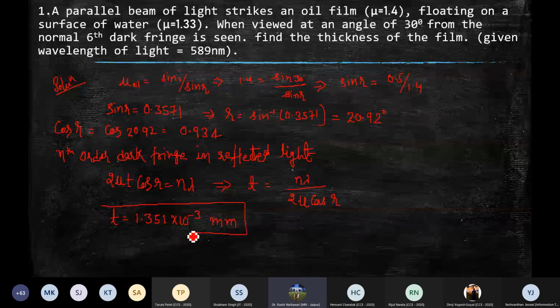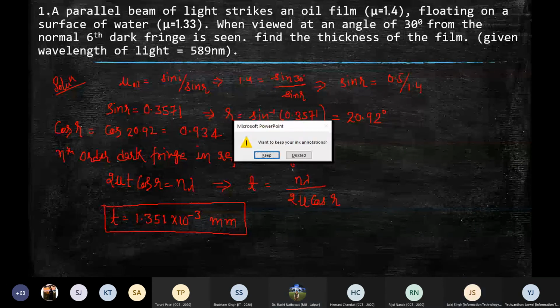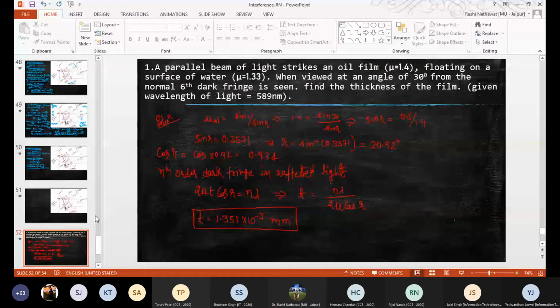Match your answer. Honestly, how many people got it? Yes, ma'am, got it. Who got it? Sorry, say again. Jalaj. Okay, Jalaj. Good. Ready for the second numerical?